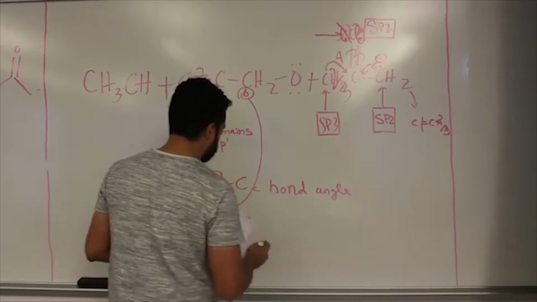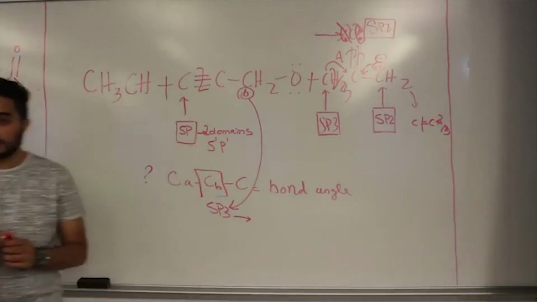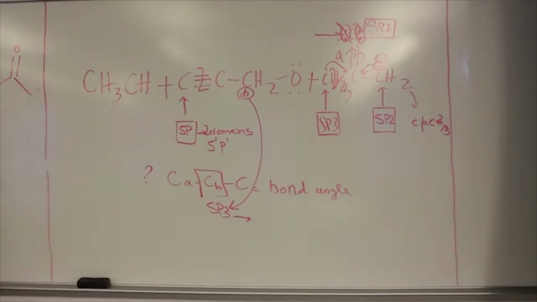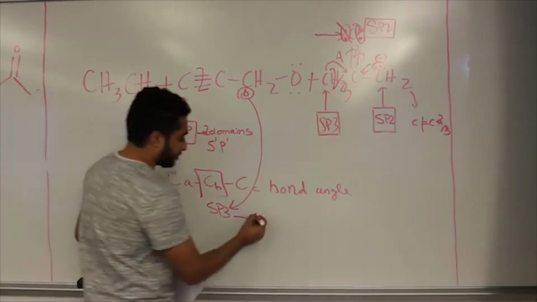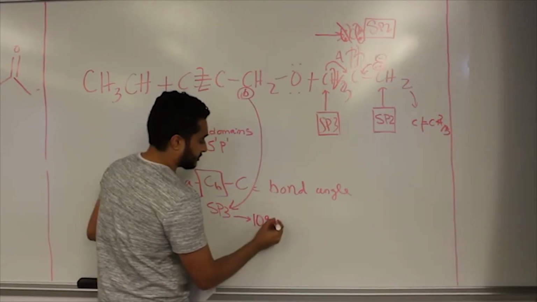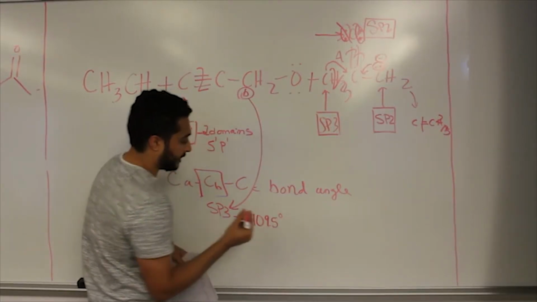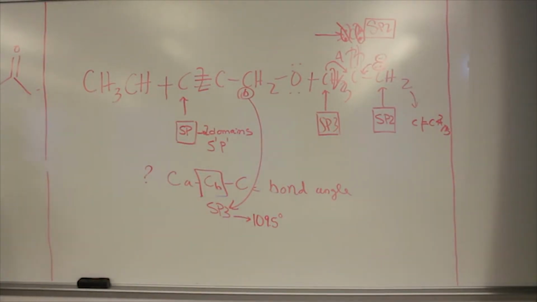And does anybody remember what the sp3 carbon or sp3 hybridization bond angle is? 109. Yes. Because all tetrahedral structures have a bond angle of 109.5. What's the most famous tetrahedral structure? Methane.